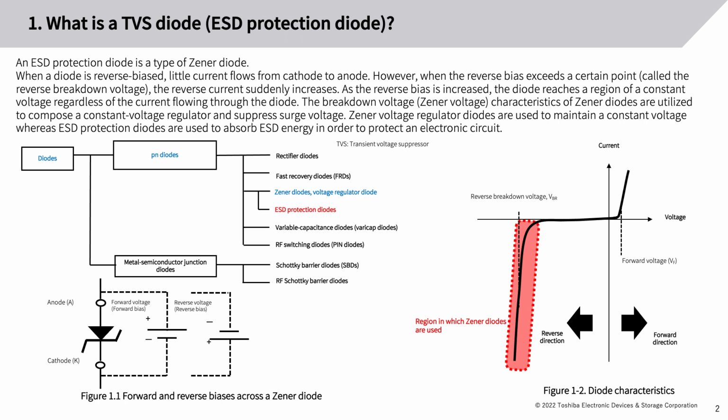As the reverse bias is increased, the diode reaches a region of a constant voltage regardless of the current flowing through the diode. The breakdown voltage, Zener voltage, characteristics of Zener diodes are utilized to compose a constant voltage regulator and suppress surge voltage. Zener voltage regulator diodes are used to maintain a constant voltage, whereas ESD protection diodes are used to absorb ESD energy in order to protect an electronic circuit.